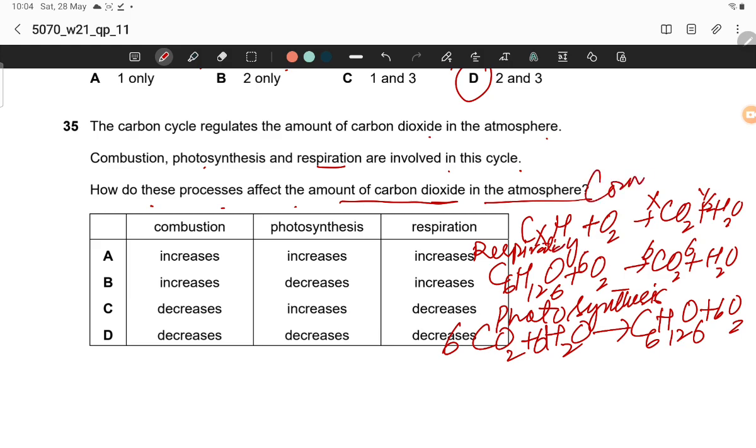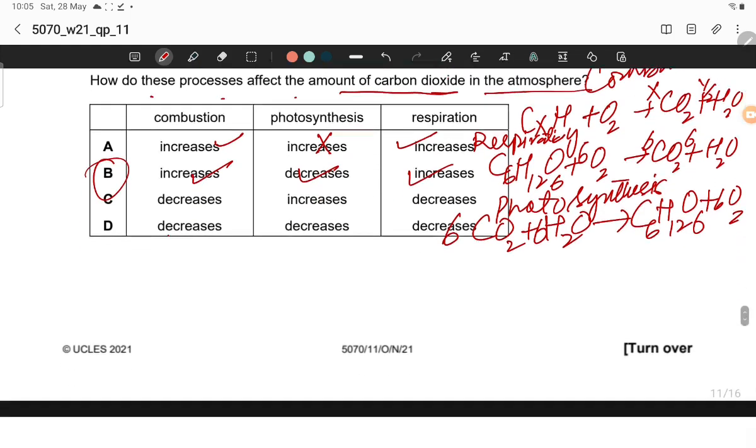and this is combustion. In combustion and respiration, carbon dioxide is produced, so it increases. Combustion increases, photosynthesis decreases, respiration increases. So option B is correct.